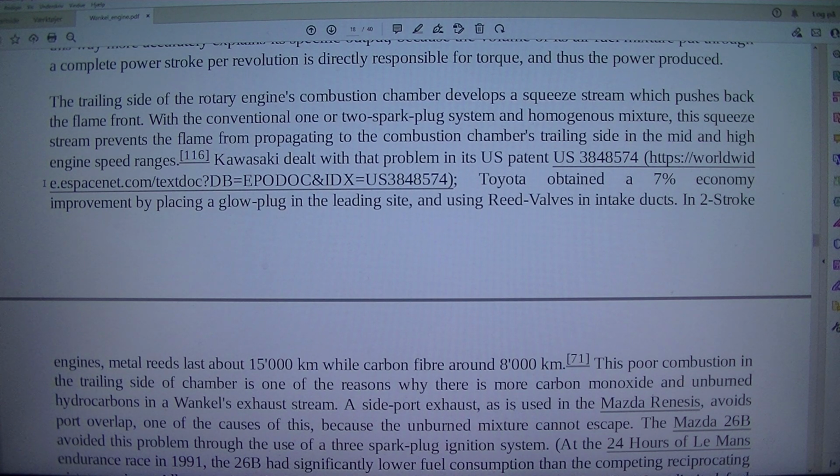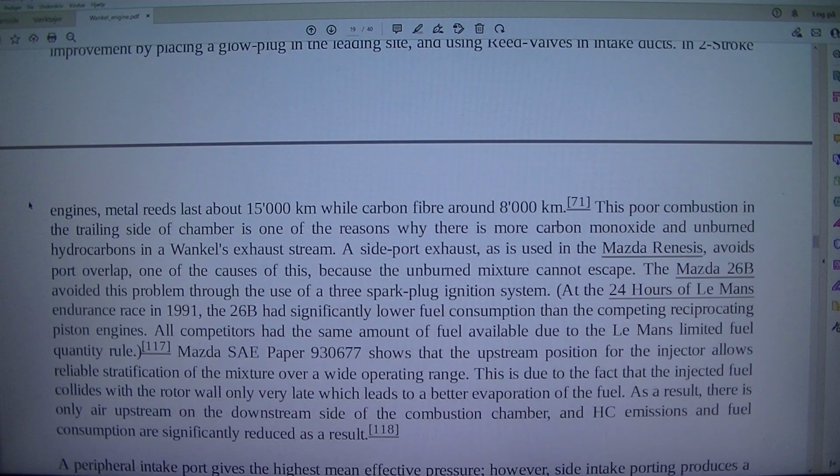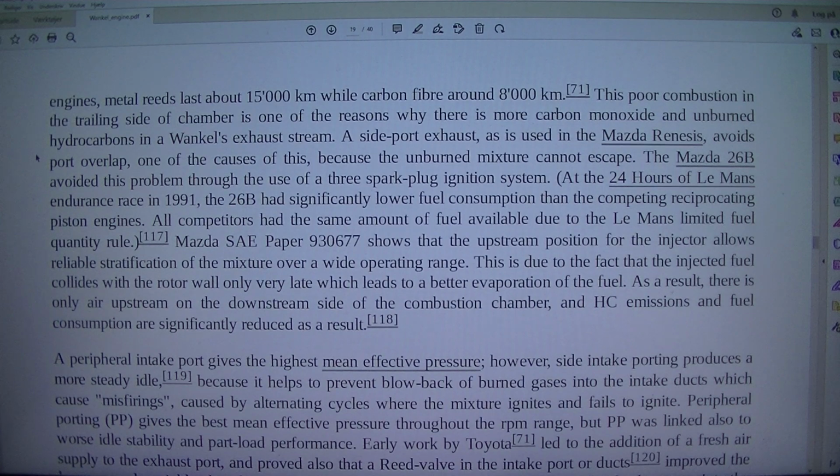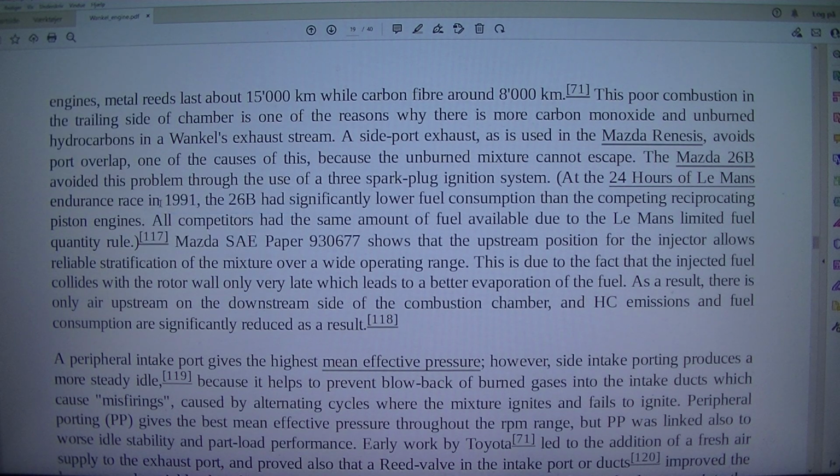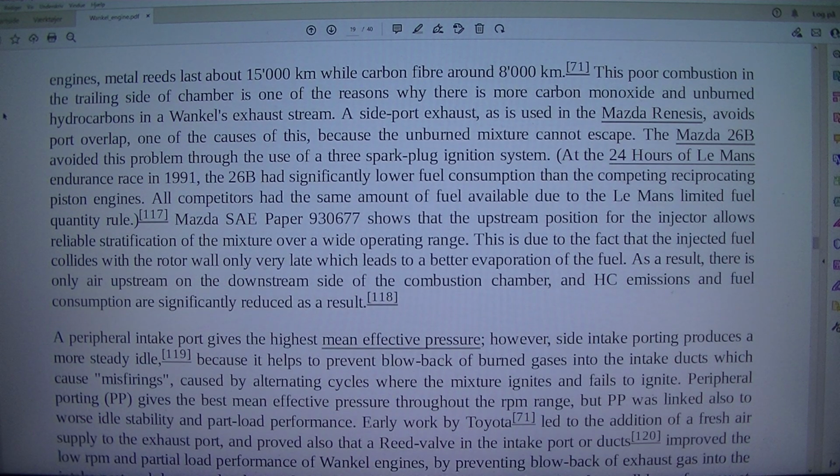116. Kawasaki dealt with that problem in its US patent US 3848574. Toyota obtained a 7% economy improvement by placing a glow plug in the leading side, and using reed valves in intake ducts. In 2-stroke engines, metal reeds last about 15,000 km while carbon fiber around 8,000 km.